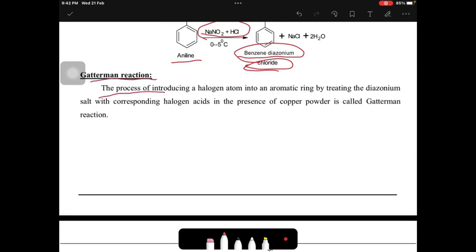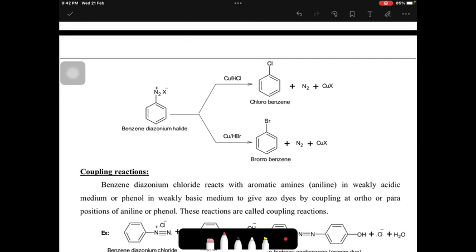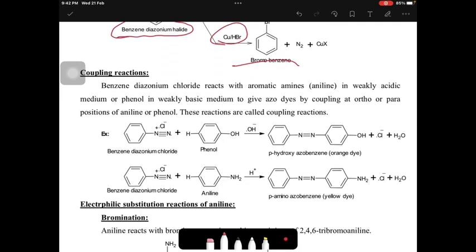Gattermann reaction. The process of introducing a halogen atom into an aromatic ring by treating diazonium salt with the corresponding halogen acid in the presence of copper powder is called the Gattermann reaction. Here, when benzene diazonium salt is treated with HCl and copper, or HBr in the presence of copper, it gives chlorobenzene or bromobenzene.